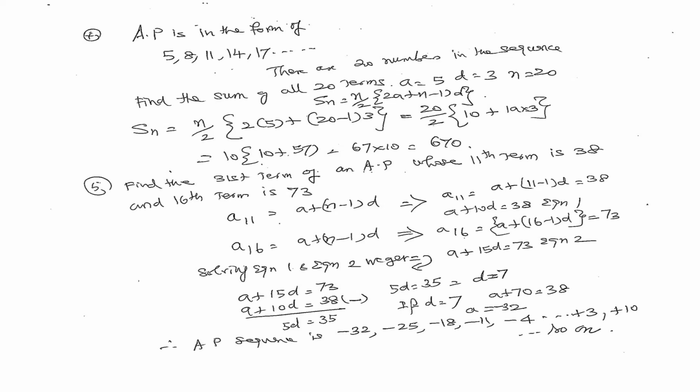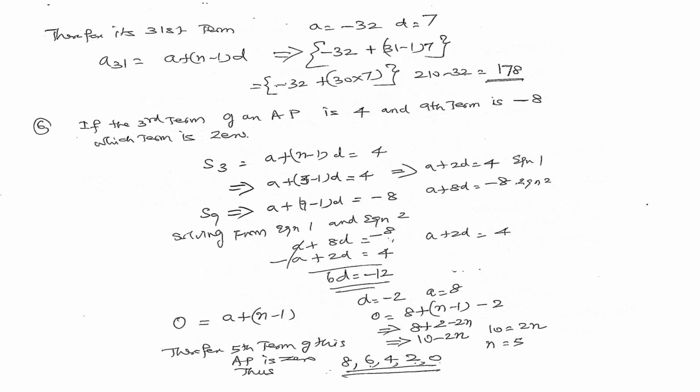Then A16 = A + (n - 1)D, that takes you to A + 15D, which is equal to 73. Solving equations 1 and 2, you get D = 7 and A = -32. A is the first term. Therefore, the arithmetic progression sequence is -32, -25, -18, -11, -4, 3, 10, and so on. Therefore, its 31st term, A being -32, D being 7, A31 will be A + (n - 1)D. That takes you to 178.